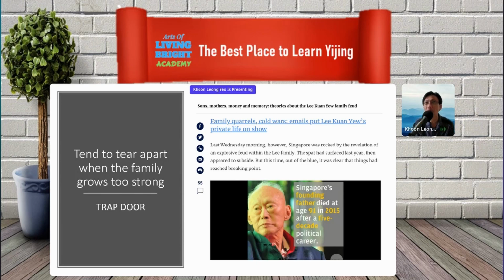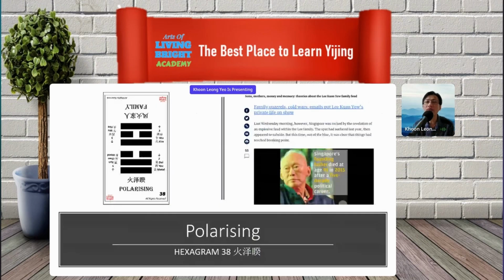So what happened here is that after the family hexagram, it's very natural for 火泽睽 to come in, polarizing. Why? Tearing apart already, what? Okay, tearing apart is polarizing already. People will just 各分东西. It's the same thing, whether it is tearing apart on a good note or tearing apart on a bad note. If it's on the bad note, means siblings suing each other for the parents' inheritance. That's on the bad note lah.